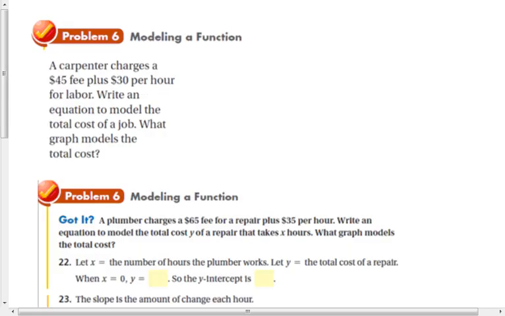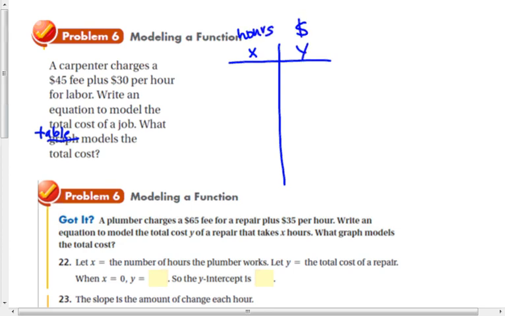All right, the last thing we're going to do is use slope-intercept form to model a situation. We have here a carpenter that charges a $45 fee plus $30 per hour for labor. Write an equation to model the total cost of a job. I'm going to do what table models this situation first. I'm going to let x be the hours that I would work, and y can be the total amount of money I get.